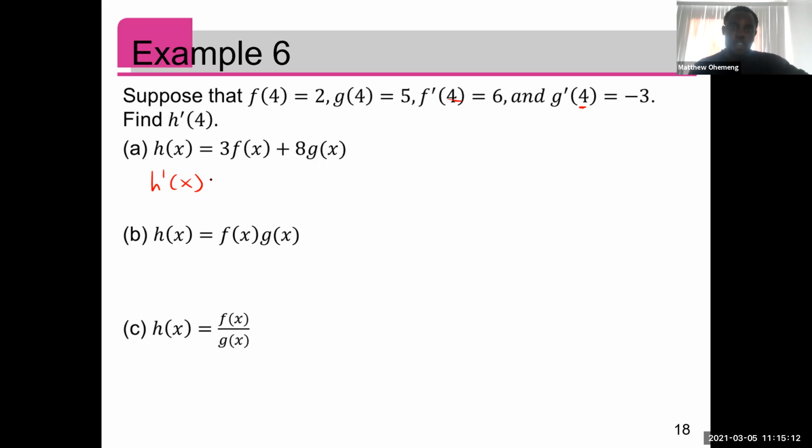So h prime of x, what is that? That's just going to be d over dx of the expression attached to it. So that's 3f of x plus 8g of x, right? So let's see what is going to happen here. Well, the differentiation operator is linear. So when we have addition, the derivative of a sum is a sum of the derivatives.